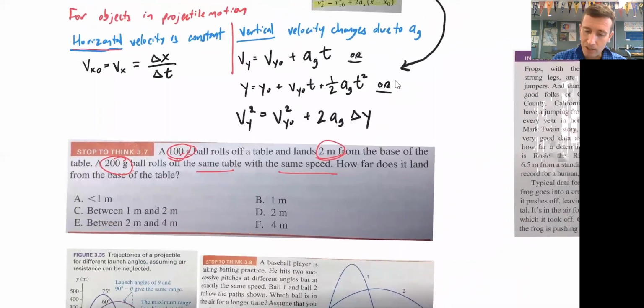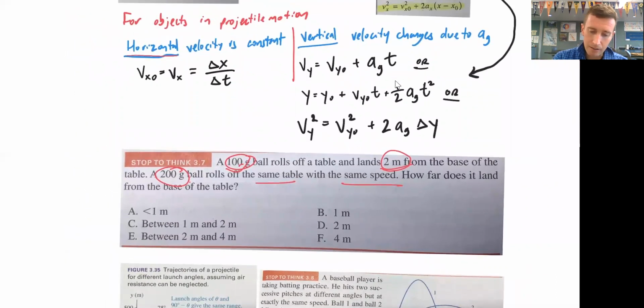Well, let's look at our equations. Let's see, horizontally, it's based on horizontal distance and time. Vertically, it's based on vertical velocity, acceleration due to gravity, time, vertical distance, acceleration due to gravity, time, vertical velocity, acceleration due to gravity.